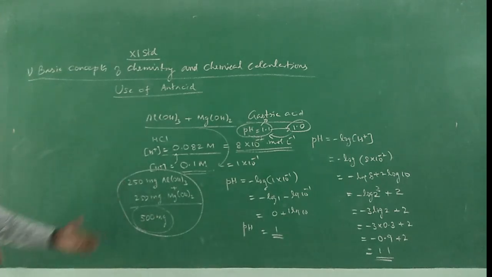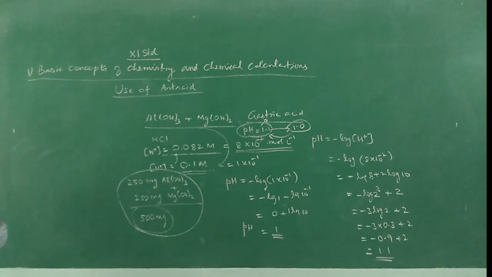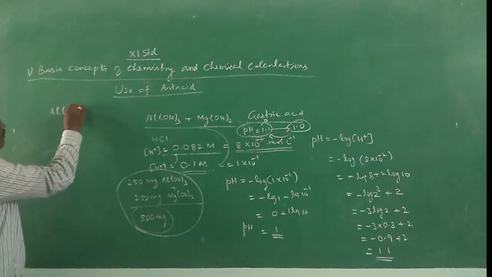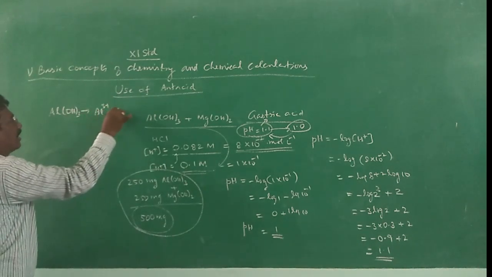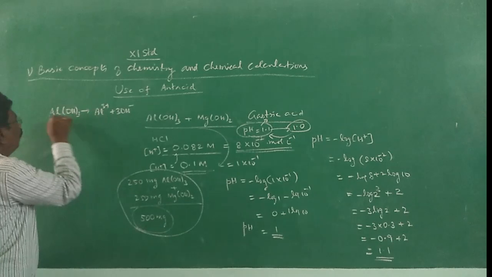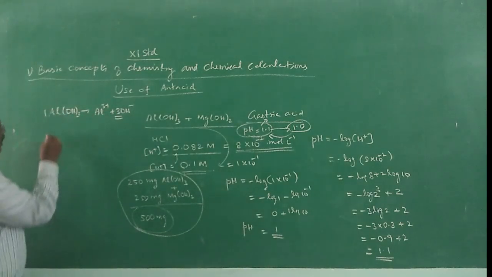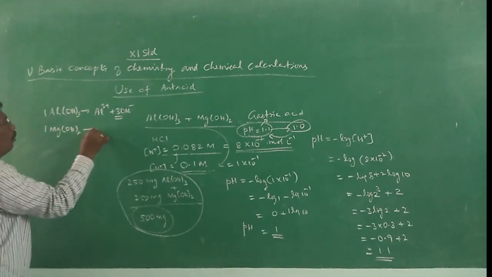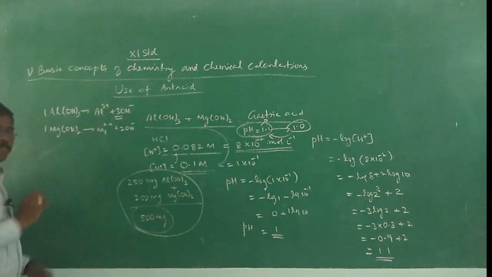It is done by taking 500 mg tablet of aluminum hydroxide, magnesium hydroxide mixture, because aluminum hydroxide furnishes aluminum ion and 3 hydroxide ion, that we should know. 1 mole of aluminum hydroxide furnishes 3 moles of hydroxide ions. Likewise, 1 mole of magnesium hydroxide furnishes 1 mole of magnesium ion and 2 moles of hydroxide ions. Alright.